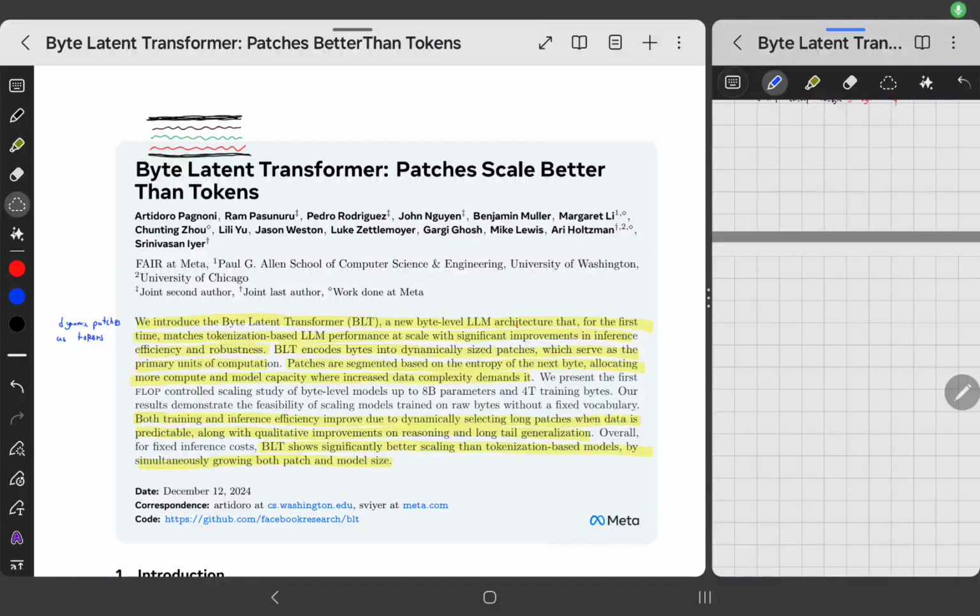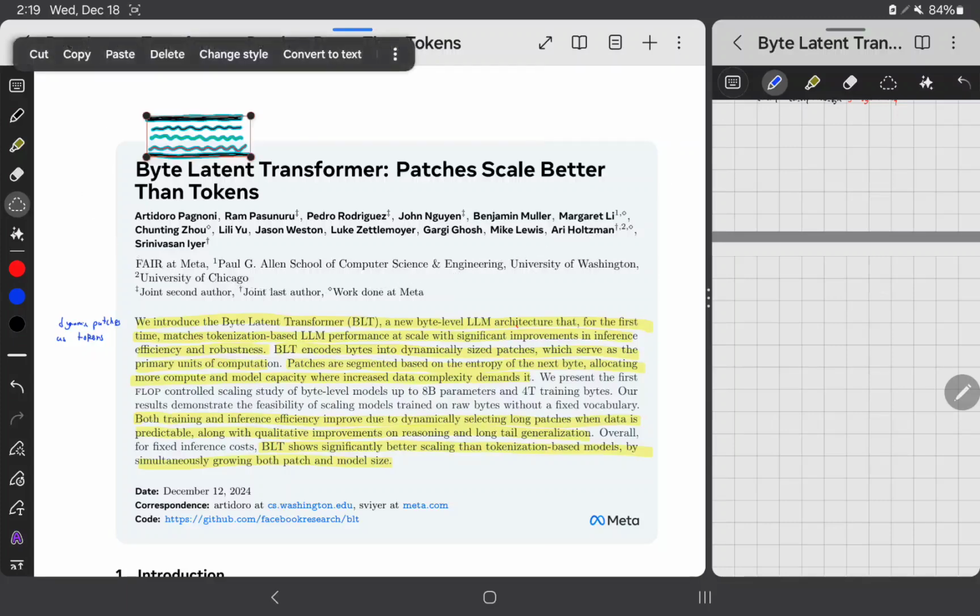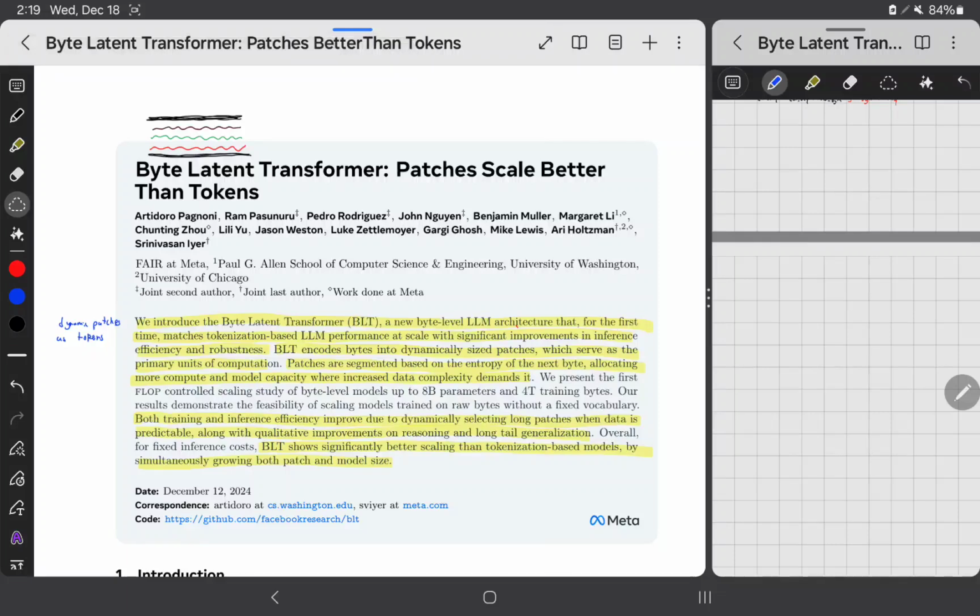Let's talk about BLT, or in other words, what I had for lunch. So this is Byte Latent Transformer, and basically the main idea is let's not use tokens for an LLM, and instead let's have the model do this dynamic tokenization procedure, which they call patches.